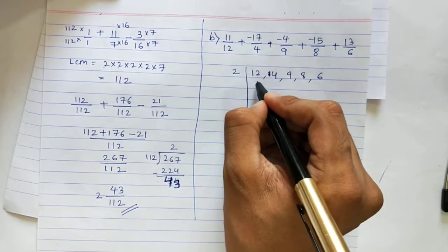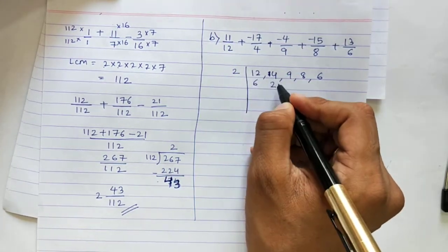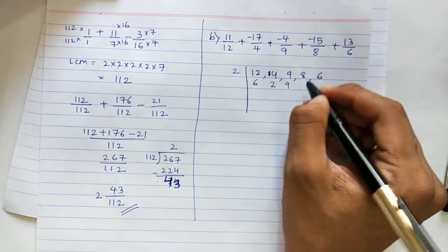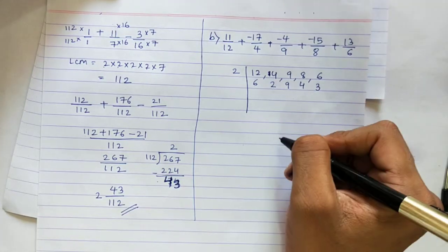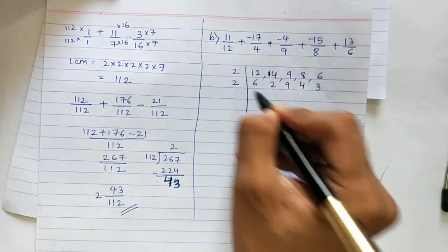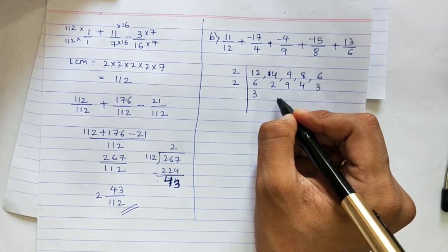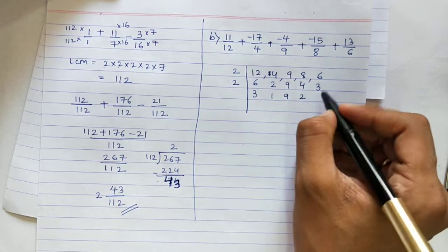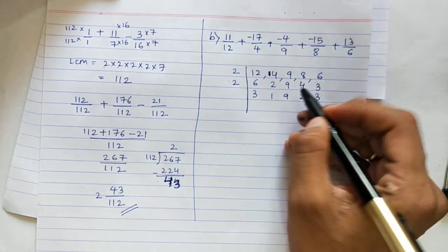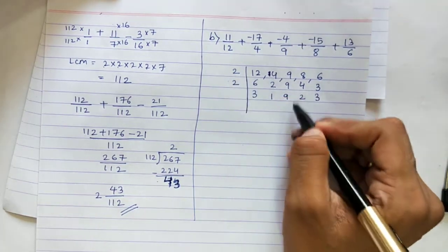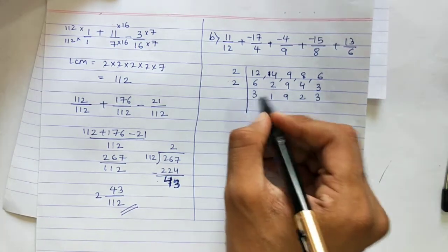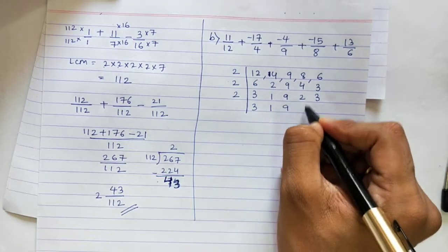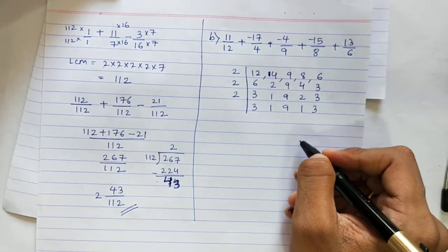Start with 2. 2 6s are 12, 2 2s are 4, 2 6s are 12, 2 2s are 4, 9 will come as it is, 2 4s are 8, 2 3s are 6, again 2 3s are 6, 2 1s are 2, 9 will come as it is, 2 2s are 4, 3 will come as it is. Those numbers which are not divisible by 2 will be copied as it is. Then again one more 2 is left, so 2 3 1 9, 2 1s are 2.